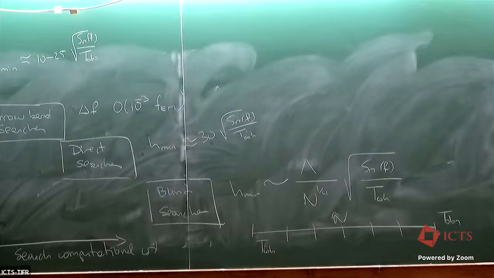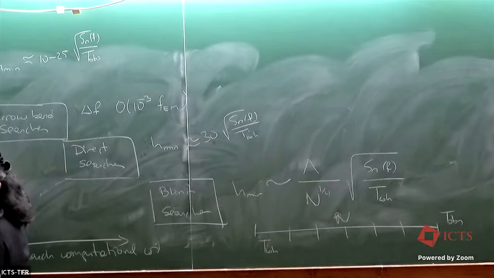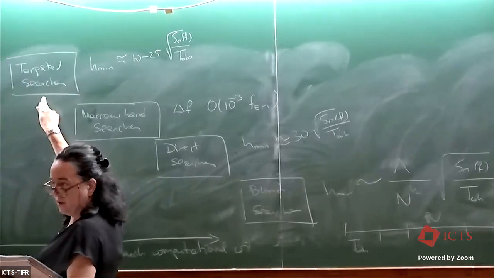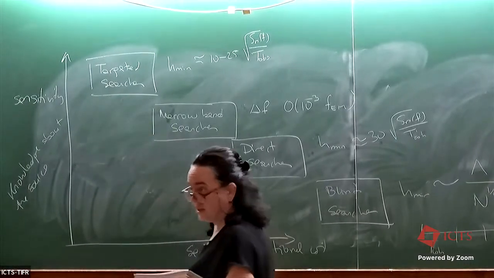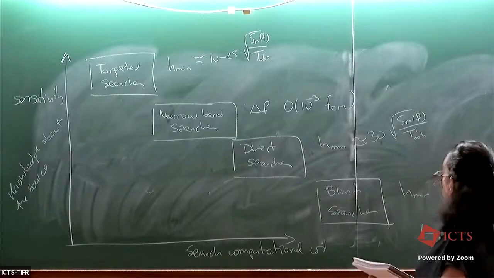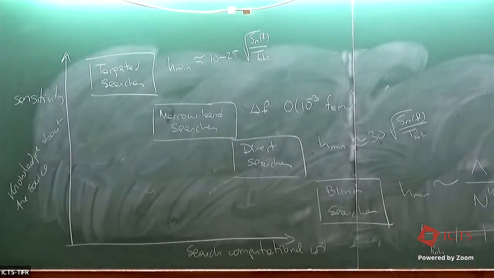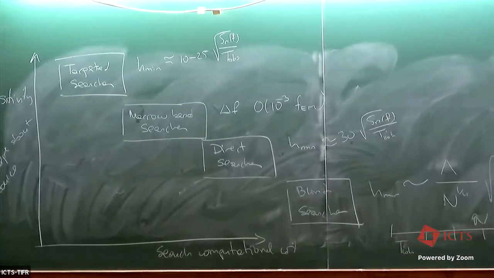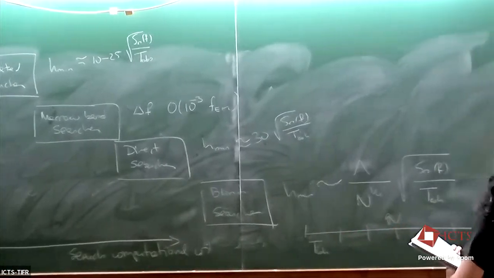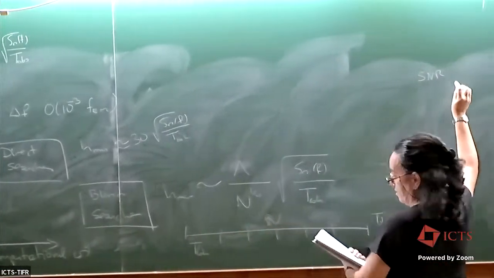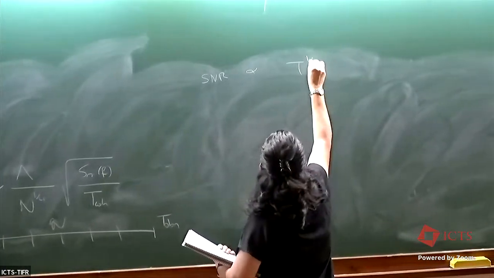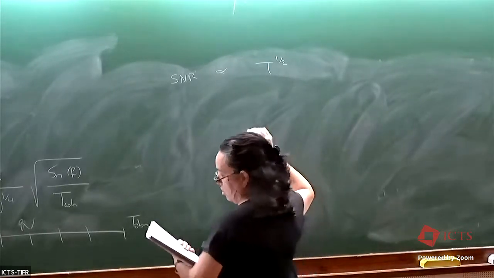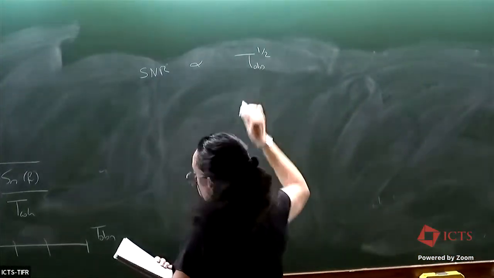Now, of course, if I know what I'm searching for, this is very easy. And as I said at the beginning of the class, for coherent integrations, for a targeted search, basically the SNR scales like T to the 1/2, T of the observations, T coherent.